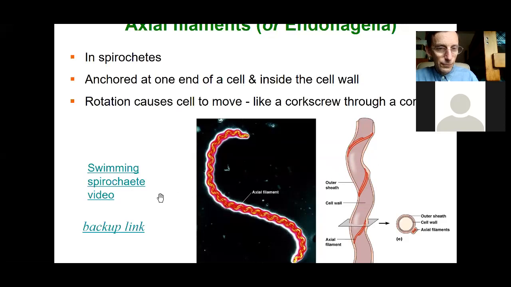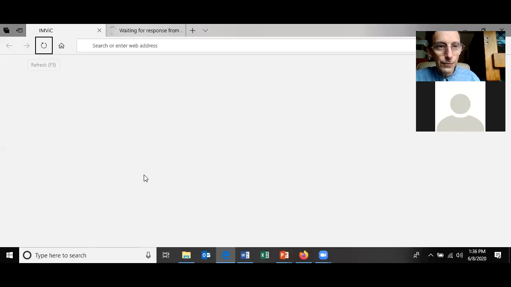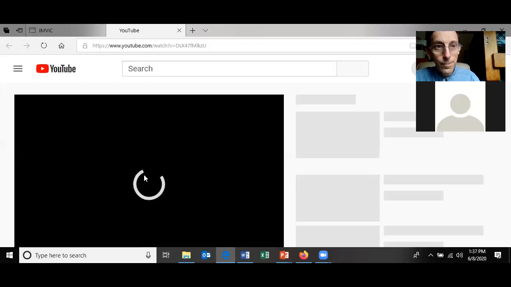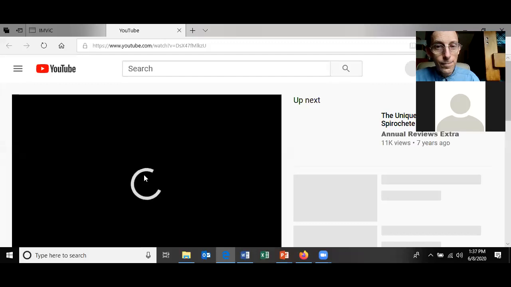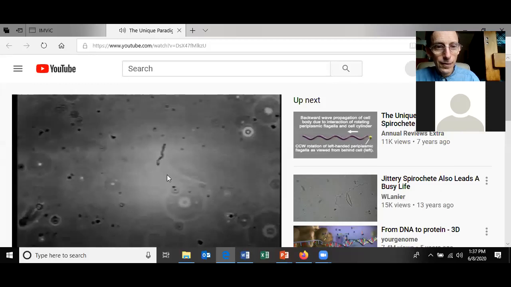Let's see if I can get this to work. Let me try if it works now. Oh, there it goes. When I had it under the expanded menu, we weren't seeing it. It causes the cells to move in a corkscrew-like movement. And hopefully this will load. Well, it's still coming. There we go.